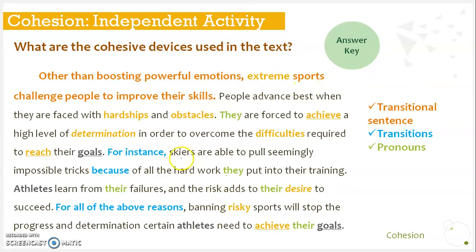They, again, for the skiers. They're for athletes, and here they're for athletes as well. We have a lot of repeated words such as goals, athletes, sports, and we have several synonyms. Hardships, obstacles, and difficulties. Achieve is similar to reach, determination and desire, risky and extreme. All of these techniques actually help to tie the ideas together and make this paragraph, this burger, look so appealing and so clear in order to understand.